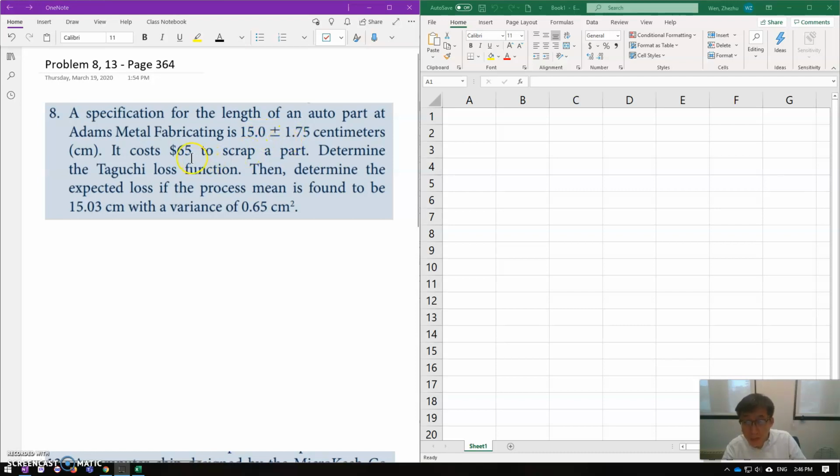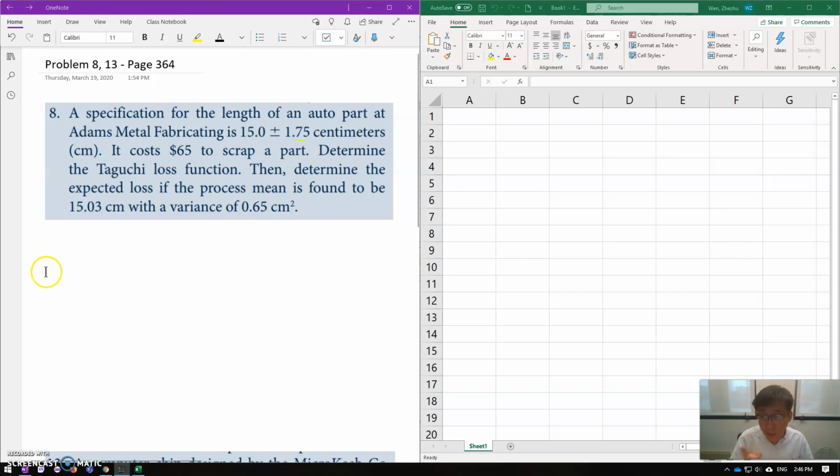It costs $65 to scrap a part. Determine the Taguchi loss function, then determine the expected loss if the process mean is found to be 15.03 with a variance of 0.65 centimeters square. So if you remember, Taguchi loss function helps us estimate expected loss given a quality dimension.